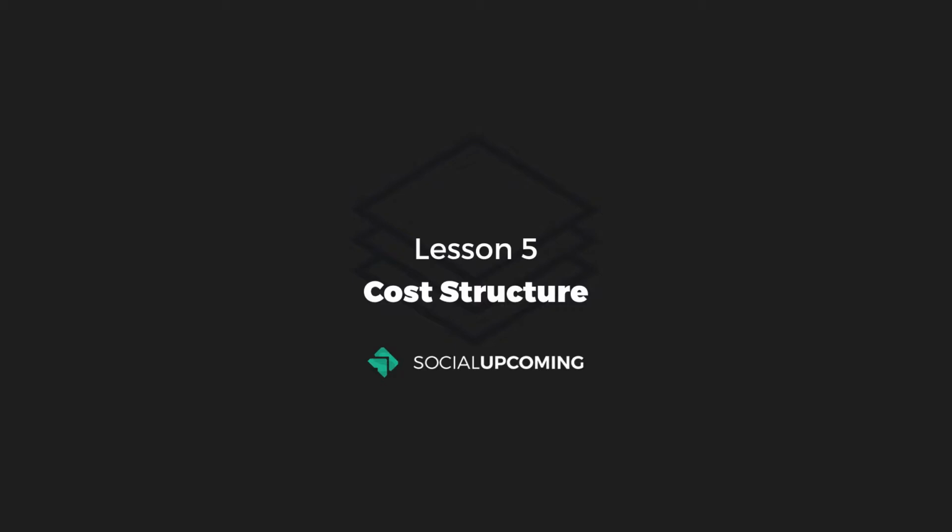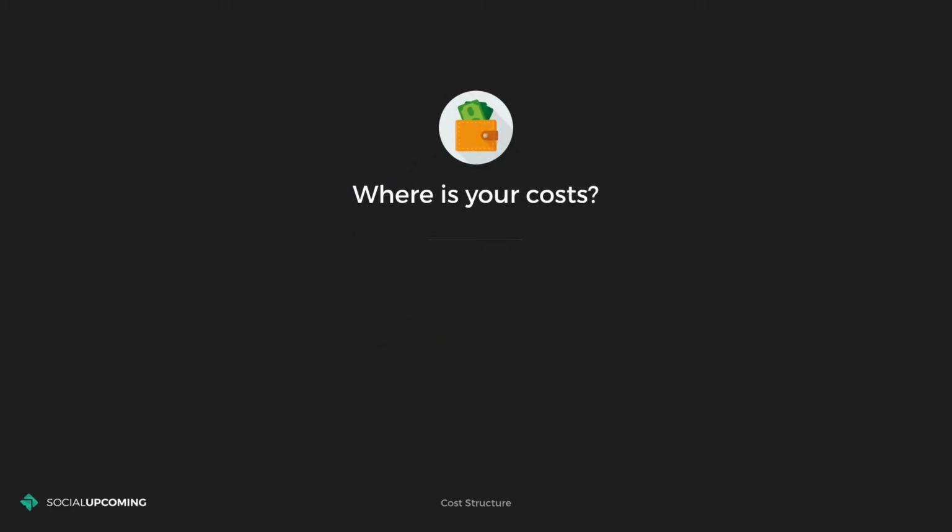The previous videos talked about unique selling proposition, resources, activities, partners, and partnerships. But in this video, we will talk about cost structure, because all of the topics that we talked about in the previous lessons sum up to expenses. So my question to you is, where are your costs and how big are they?